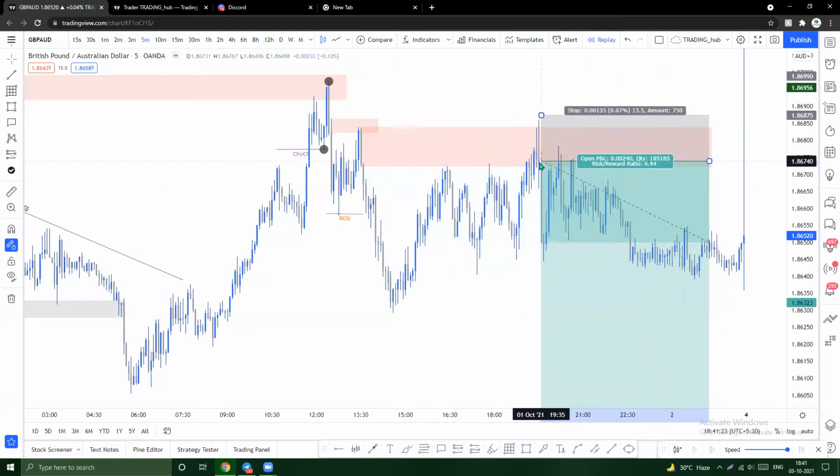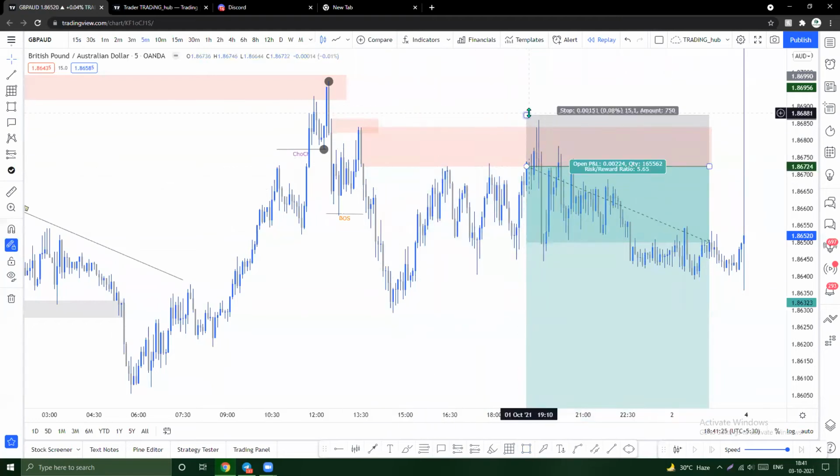And here, and I set my stop loss just above this high. Let me show you.